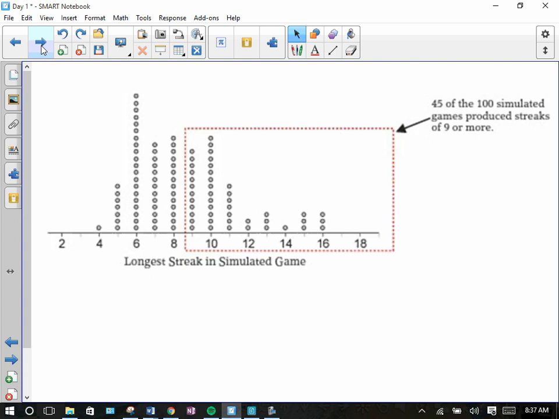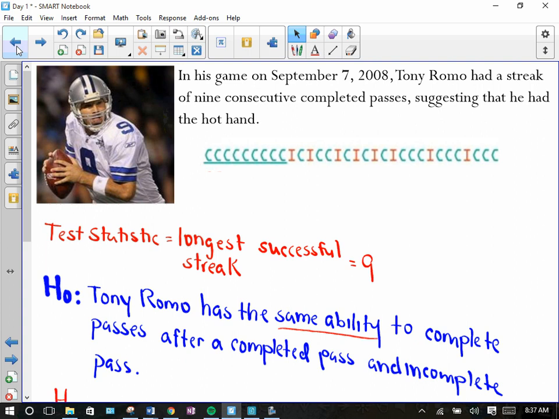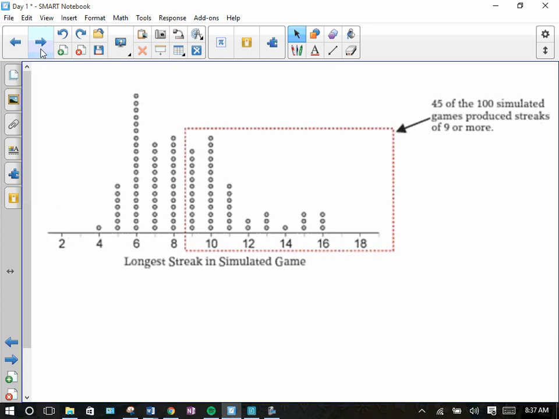Test statistic. In this case, it's not winning percentage because we're talking about streaks. We're asking, does the hot hand exist in sports? So what we want to find is our test statistic. Usually our test statistic would have been the difference between winning percentages, so you have a percent, and then you go to the dot plot and find your test statistic.